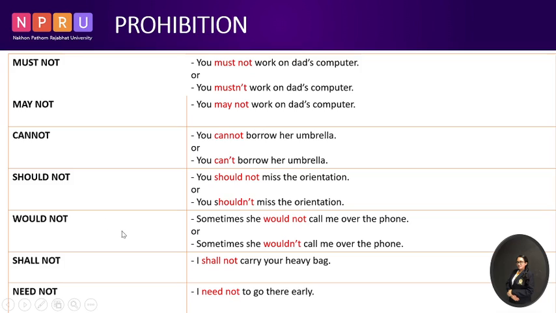Would not, you could say, sometimes she would not call me over the phone, or sometimes she wouldn't call me over the phone. Shall not, you could say, I shall not carry your heavy bag. Need not, you could say, I need not go there early. So those are the words that we can use for the negatives: must not or may not, cannot or can't, should not or shouldn't, would not or wouldn't, shall not.